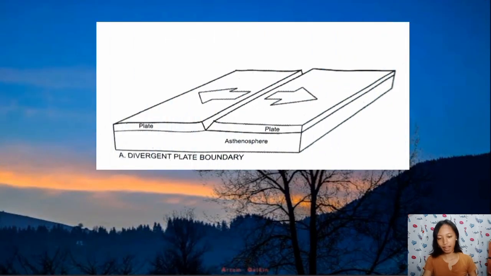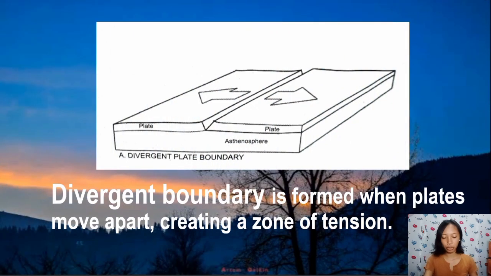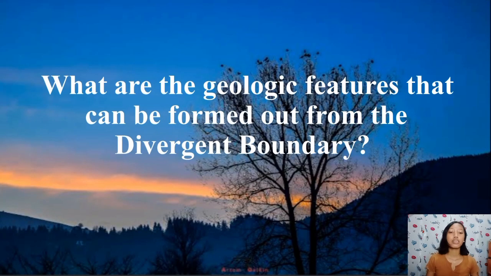So first, we have divergent plate boundary. Divergent plate boundary is formed when plates move apart, creating a zone of tension. So based on the picture, it is obvious that the plates are moving separately, or moving in different directions. Na-separate siya. Ang plates separated, moving apart. Then, what are the geologic features that can be formed out from the divergent boundary?